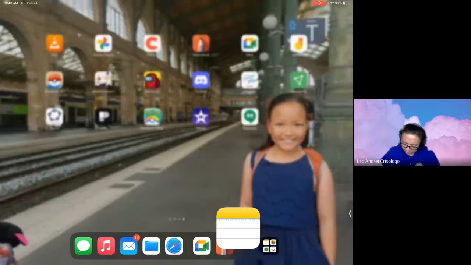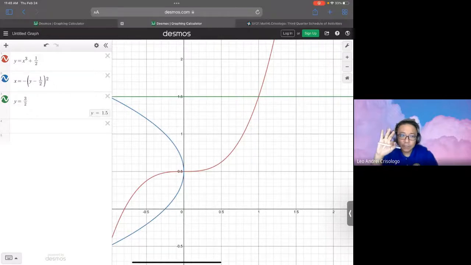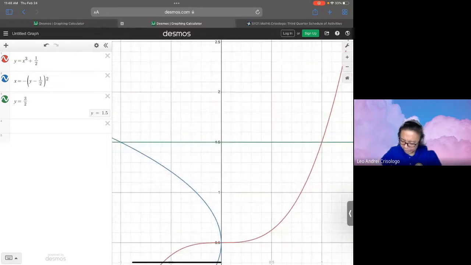So let's take a look at the region. It's easier once we see it. We have three curves. One is y equals x cubed plus 1/2, the red one. Another is x equals negative the quantity y minus 1/2 squared. That is not a function. That is a parabola that opens left. It fails the vertical line test. And the third is just a constant line, y equals 3/2. So we're looking for the area of this region. I wasn't able to shade it, I don't know how to do it in Desmos. Sorry. I know how when there are two, but with three I'm not sure.